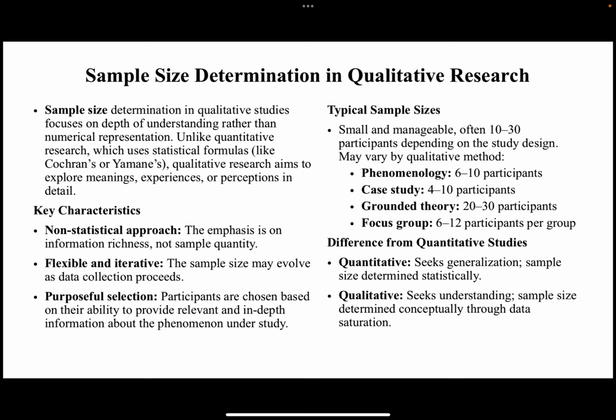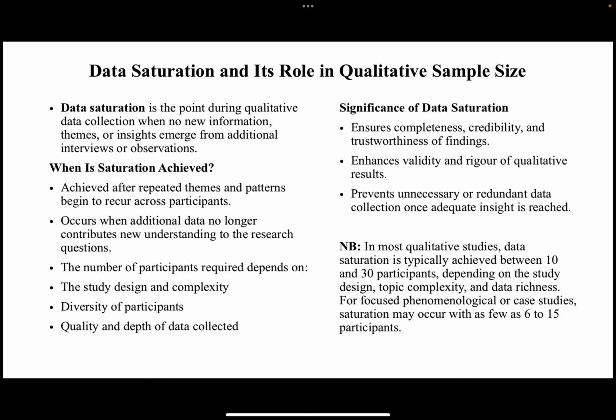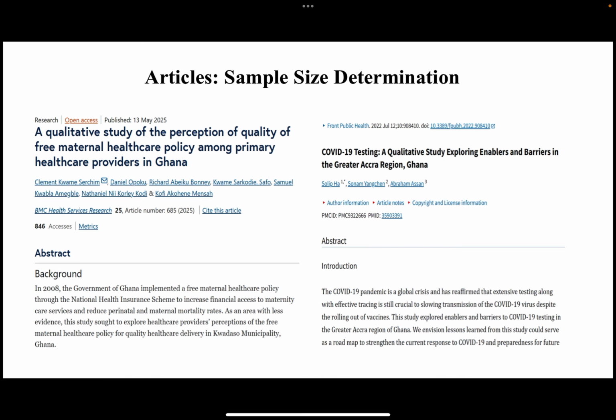And most of the time, data saturation will occur by the time you interview 10 to about 30 participants, sometimes 10, sometimes 12 maximum, you've reached data saturation, depending on the complexity of the topic, the diversity of the participants, and the depth of the data, the subjects that you are dealing with. Is that okay? So that is it about data saturation in research.